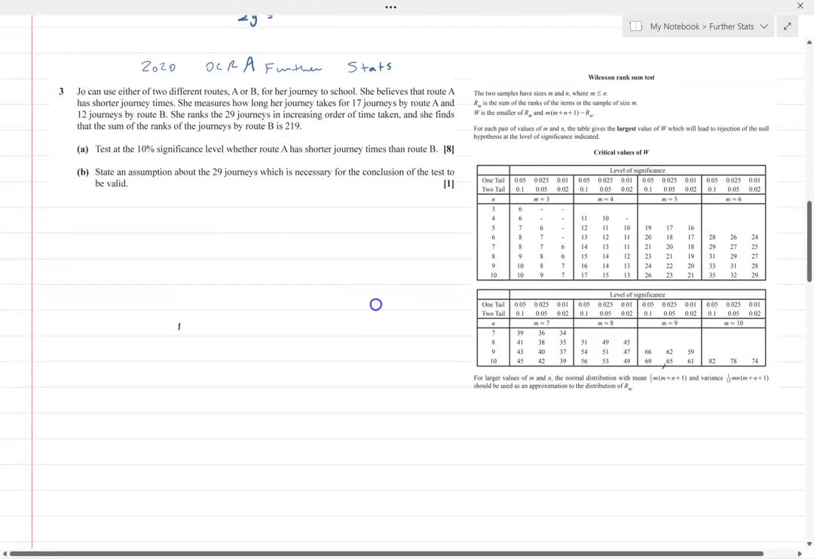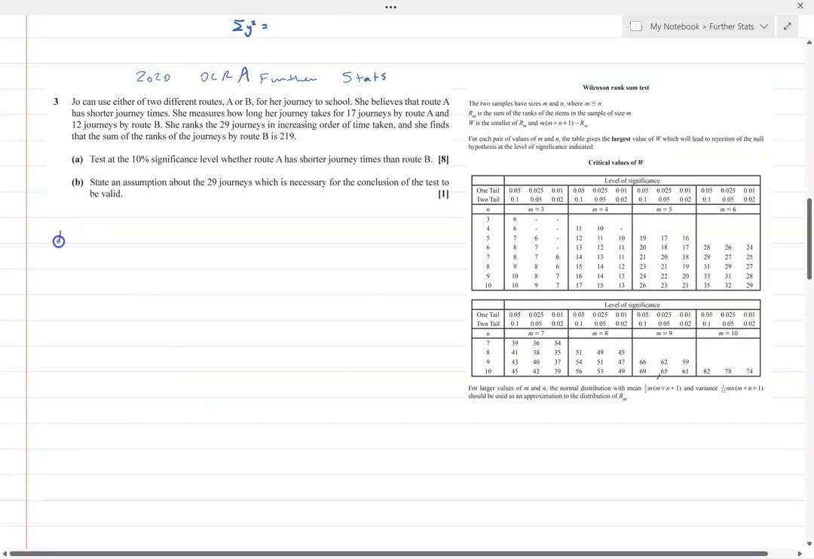Suppose we had route A, and there was actually a sample of, I don't know, 4 on route A. Let's say the journey times are 17, 21, 24 and 25. And on route B, the numbers are 11, 12, 13, 14 and 18, say.